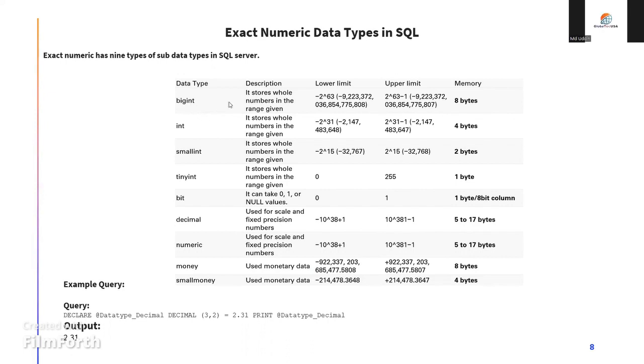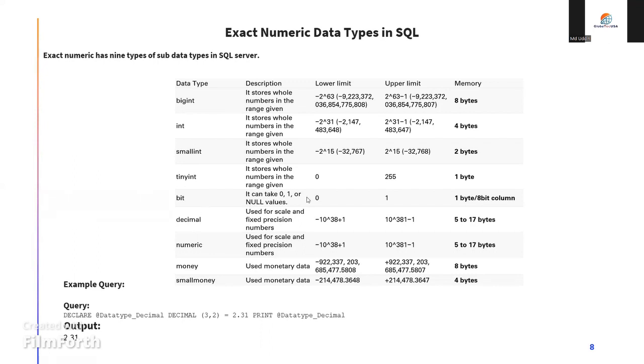So bigint stores whole numbers in the range given, and it takes 8 bytes of memory. Integer, int, also stores whole numbers in the range given. So int and bigint are more or less the same, but the range is different. Smallint, same thing. These three are the same category. And tinyint has a limit of 0 and takes fewer bytes than bigint or smallint, because it's called tiny int.